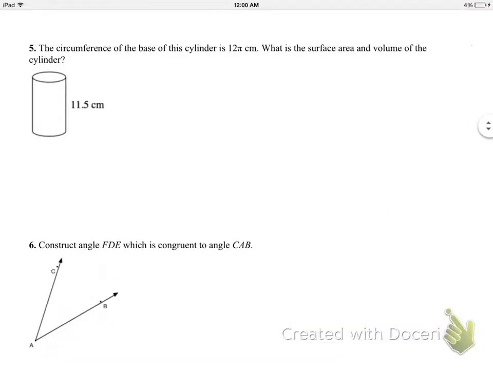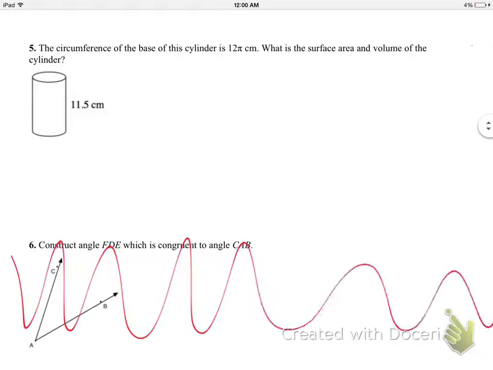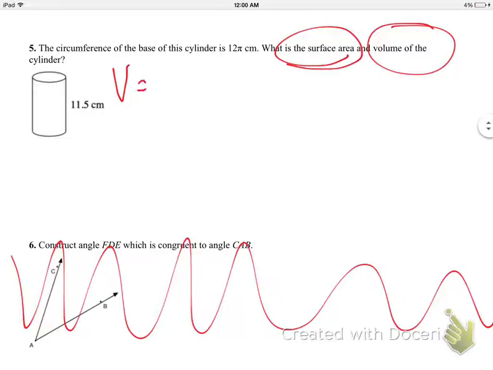We get to skip the constructions on here. So when we go on to number 5, we know the circumference, and we're trying to find the surface area and the volume. The same exact formulas apply. The volume is the area of the base times the height. My circumference is 12 pi. If I need a circumference, I just use pi d.